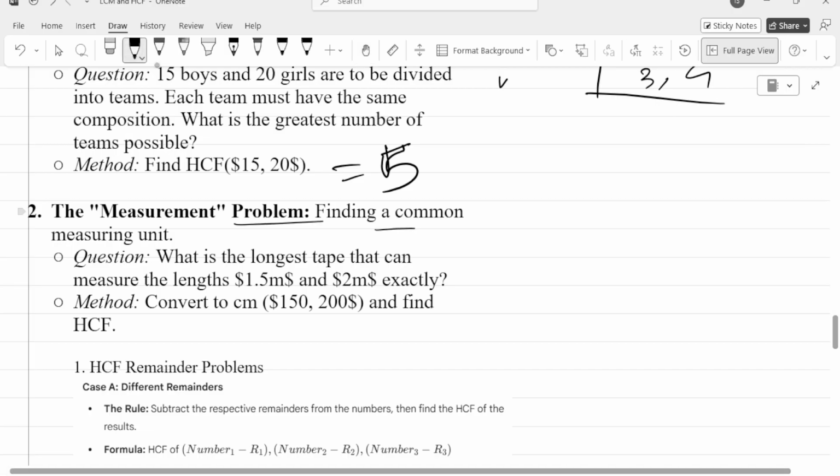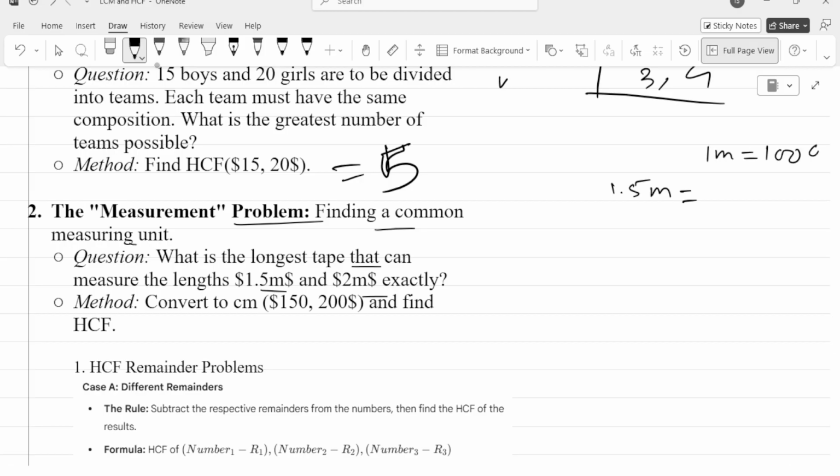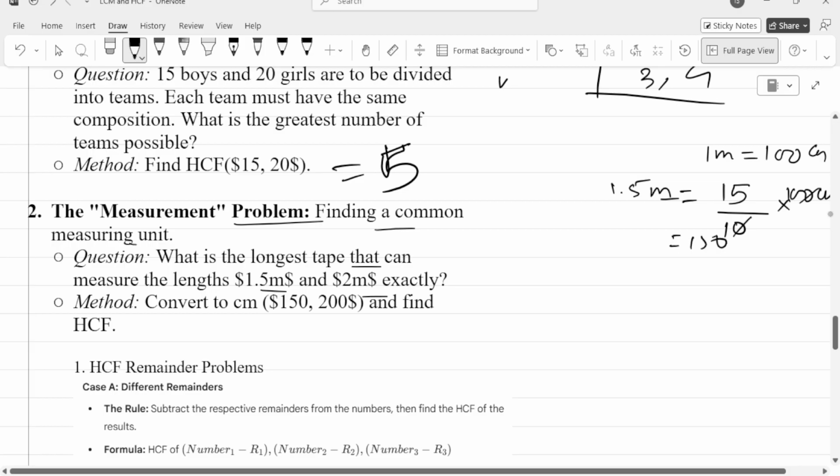The measurement problem, finding a common measure. What is the longest step that can measure 1.5 meter and 2 meter exactly? Method: convert into centimeters. I know that 1 meter is equal to 100 centimeters, so we can convert to the same unit. So 1.5, the denominator is 10, meter is equal to 100 centimeter, 10 cancels, so here we get 150. And 2 meter is equal to 2 into 100 centimeter, equal to 200 centimeter.